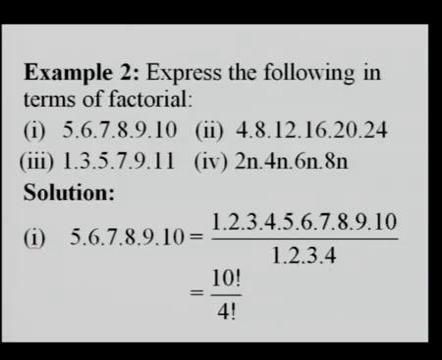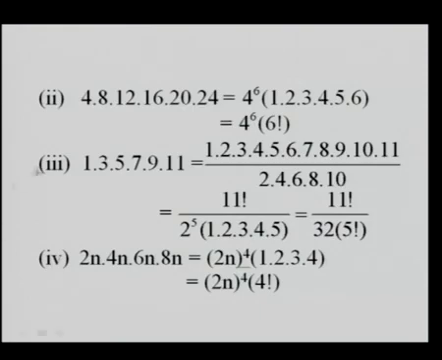So in terms of factorial, this can be written as factorial 10 by factorial 4. In the second part, we are given 4 into 8 into 12 into 16 into 20 into 24. We see that 4 can be written as 4 into 1, and 8 can be written as 4 into 2, 12 can be written as 4 into 3, 16 as 4 into 4, 20 can be written as 4 into 5, 24 can be written as 4 into 6.